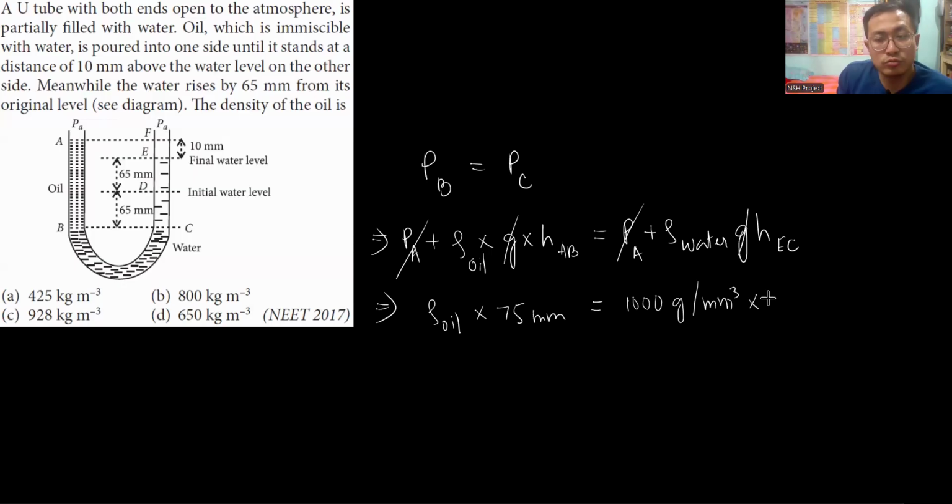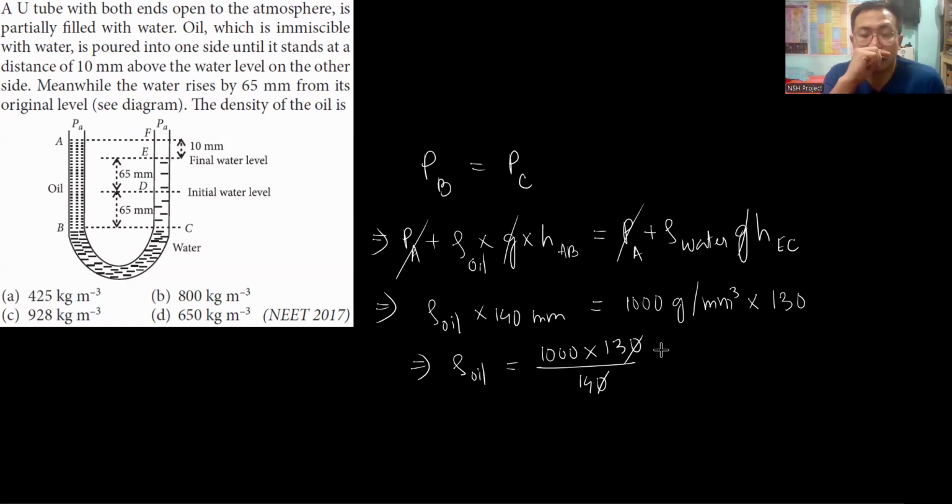Then into HC, the water height. 65 plus 65 is 130, and this has to be 140, since the height of oil is 130 plus 10. So the rho of oil is equal to 1000 into 130 divided by 140. Cross-cancelling the fraction, I get this.